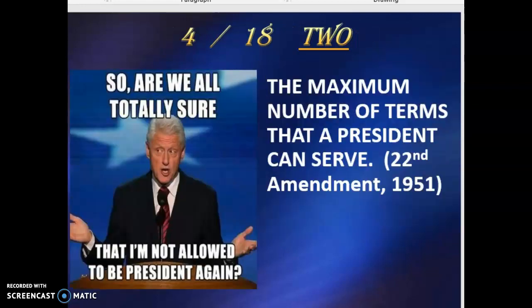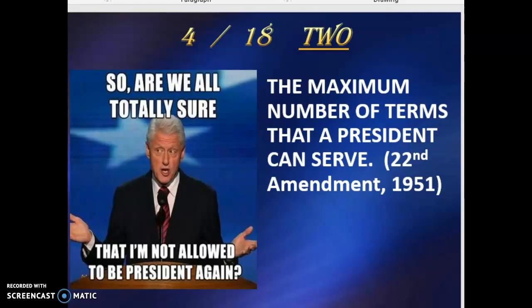Number 4, 2 terms. The president can only serve 2 terms. One term is 4 years, and then he goes for re-election. If he's re-elected by we the people, he gets to serve a second term.